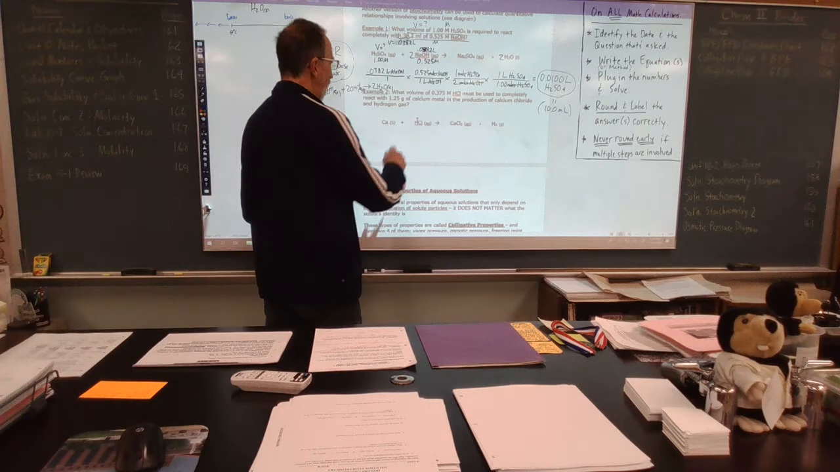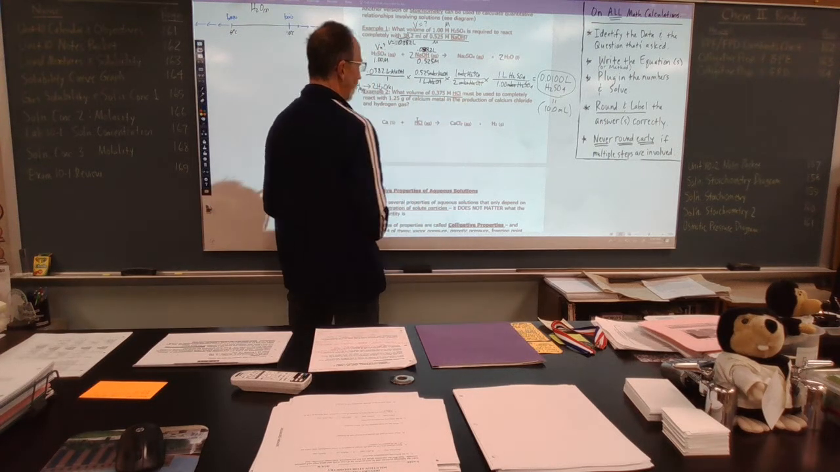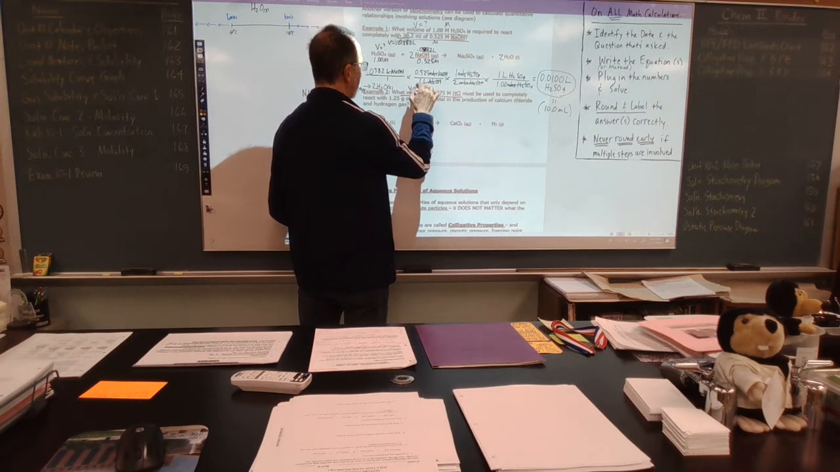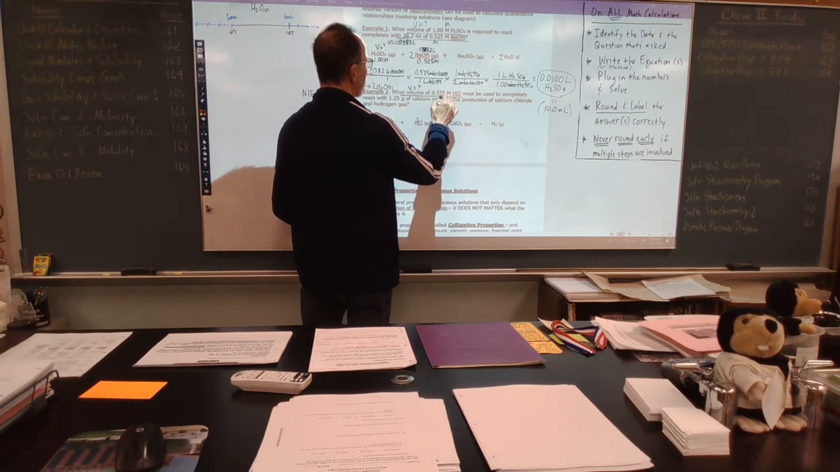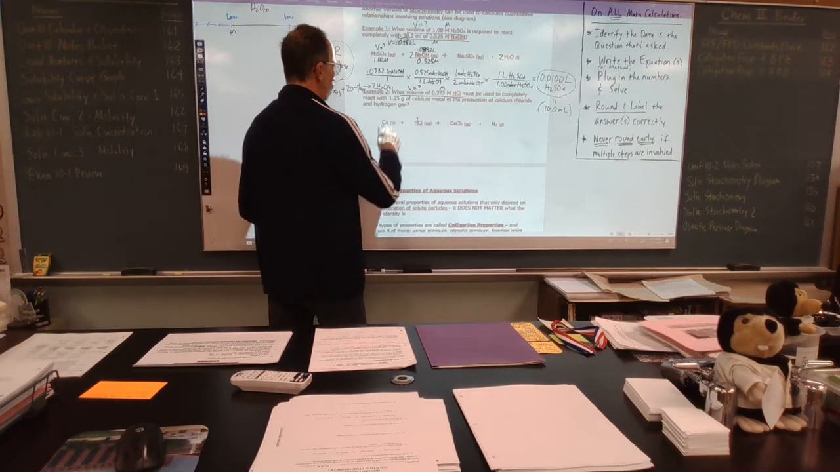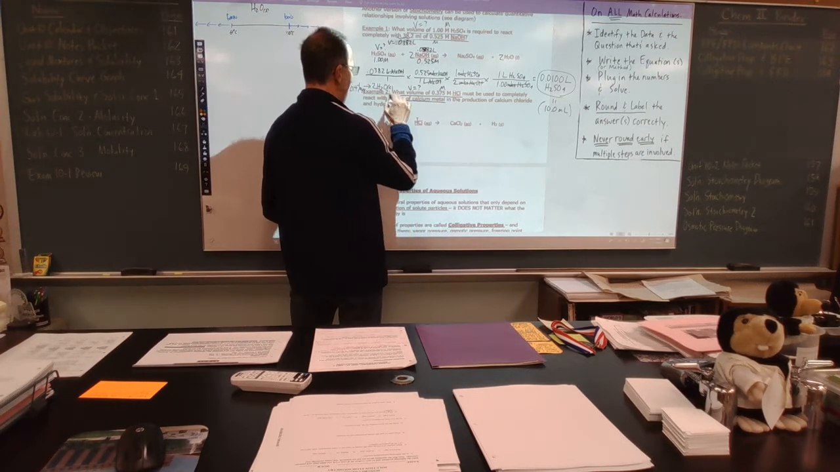So the question is, what volume of 0.375 molar HCl, so we're looking for the volume there, and here is our concentration, must be used to completely react with 1.25 grams of calcium.